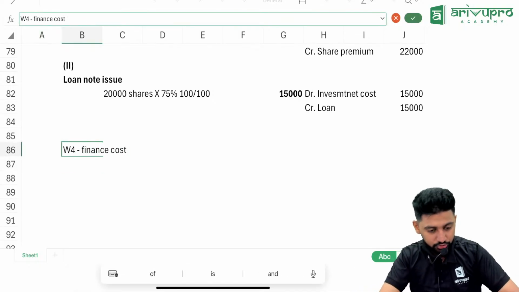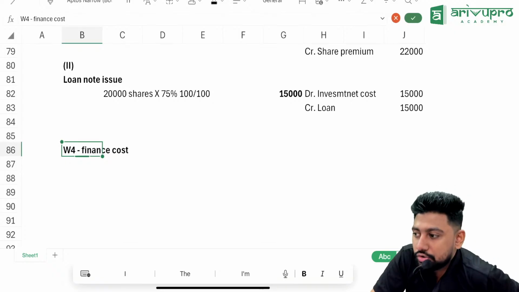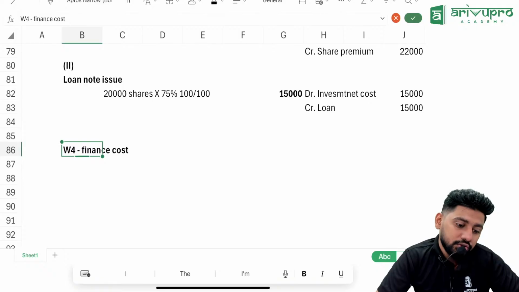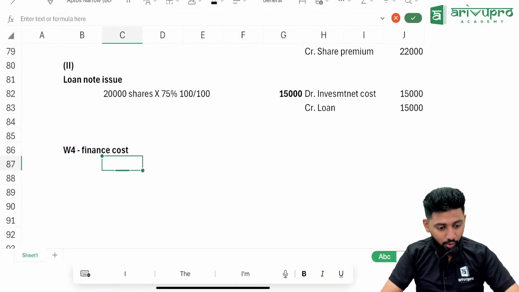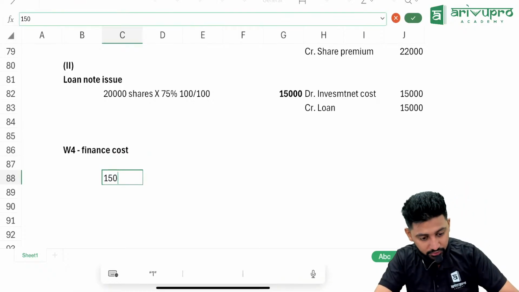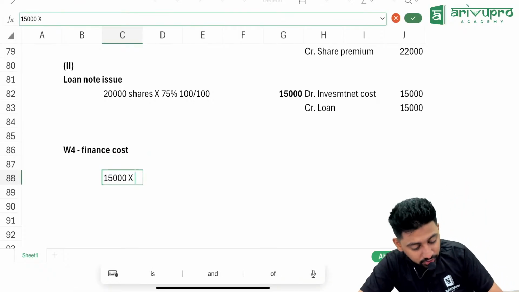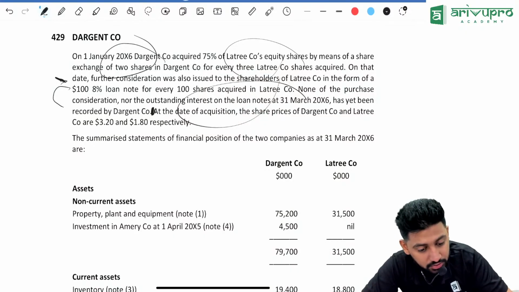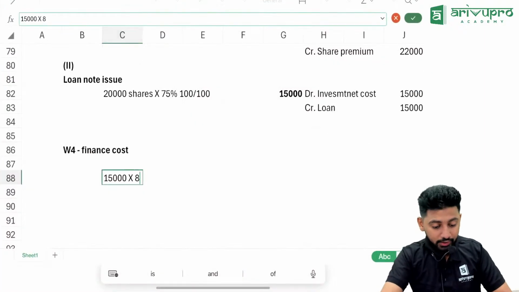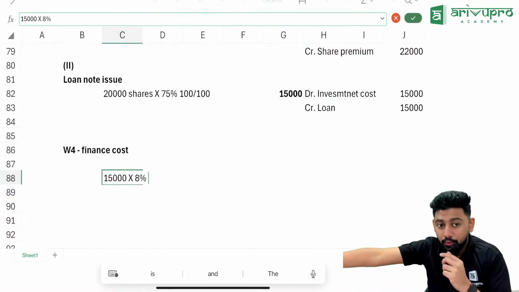Finance cost. Are we clear? Working number 4, finance cost. So how much have we borrowed, my dear? We have borrowed 15,000. Our finance cost rate, they say, is an 8% loan note. So 15,000 into 8% I have to provide.